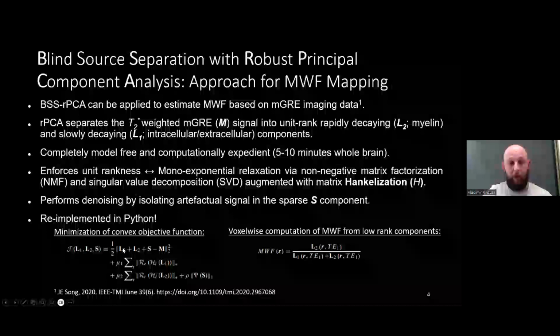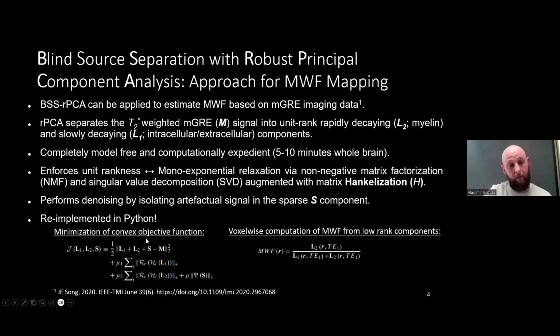And what this looks like numerically is essentially we have this convex optimization problem where J, which is a function of these two components, L1 and L2, as well as S, where essentially we try to solve this problem by, from M, removing L1, L2, and S in a patch-based method, which is this RR operator on the Hankelized components. And the back end of this has quite a few more calculations on it, but the full derivation is available at this link over here.